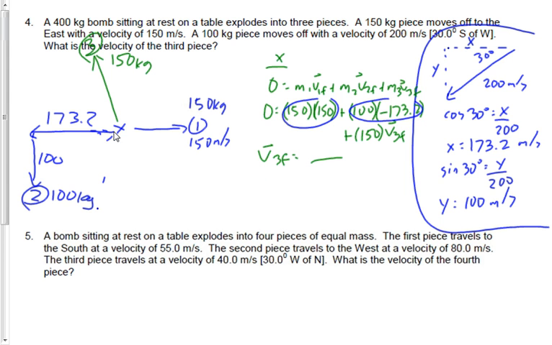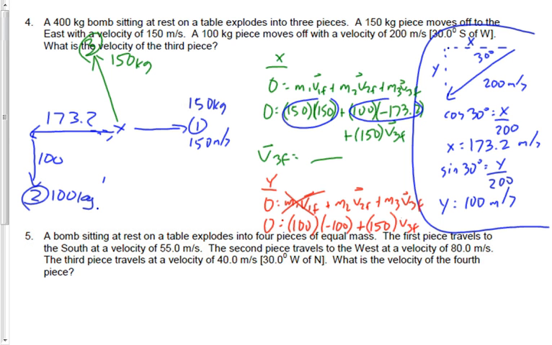Now we do the y component. Same idea, 0 initial momentum, 3 objects afterwards. This is 0, right? This is 0 because it's got an x momentum after the explosion takes place, but not a y momentum. M2 is 100 kilograms. What's v2f? Almost. Negative 100 because it's going down, right? So we can do the same thing here now. Solve for v3f.